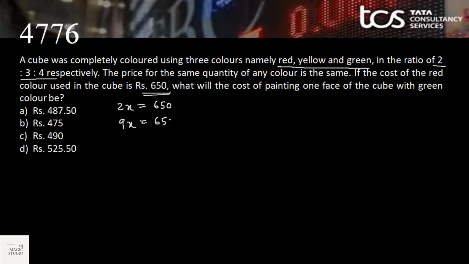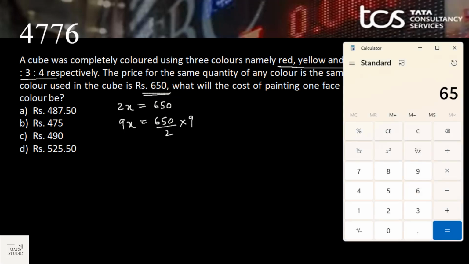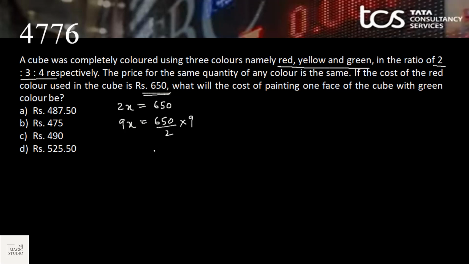So 9x is 650 by 2 into 9. Perfect. 650 by 2 into 9 will be 2925. So that is the cost for coloring the total surface area of the cube. What will be the cost of painting one face of the cube with green color?